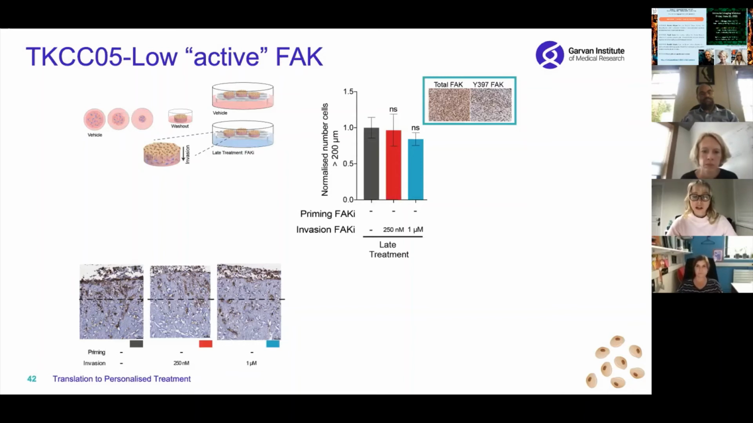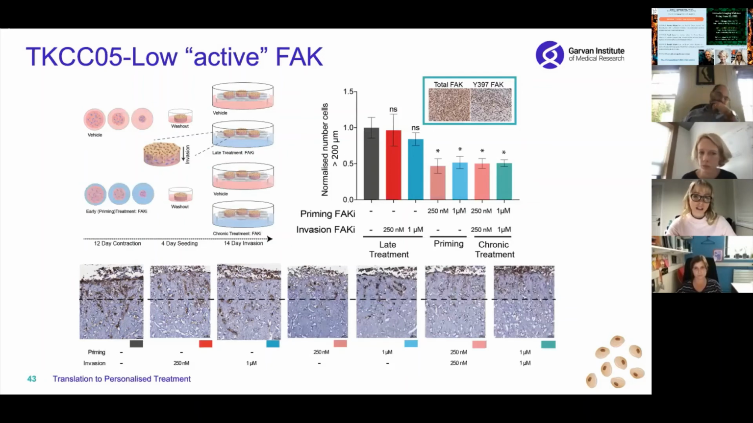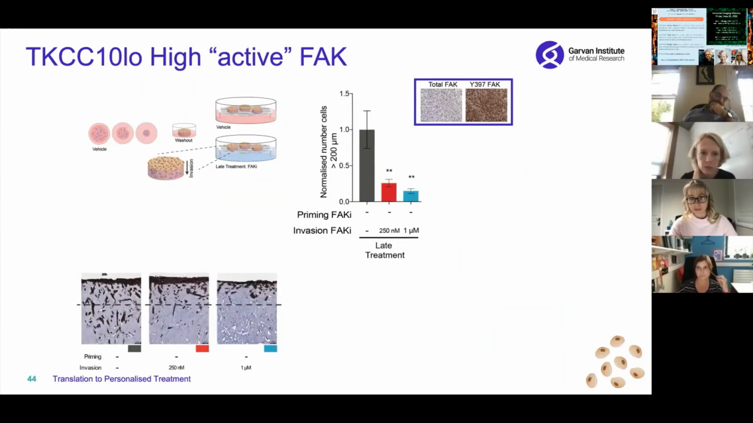However, what was really quite striking is if we manipulated the matrix prior to seeding these cells onto them and allowing them to invade, we saw this marked decrease in cell invasion into the matrices in both the priming and chronic setting, suggesting that whilst these cells may not benefit from a later targeting of the epithelium, they will respond to subtle manipulation of the fibrotic stromal matrix.